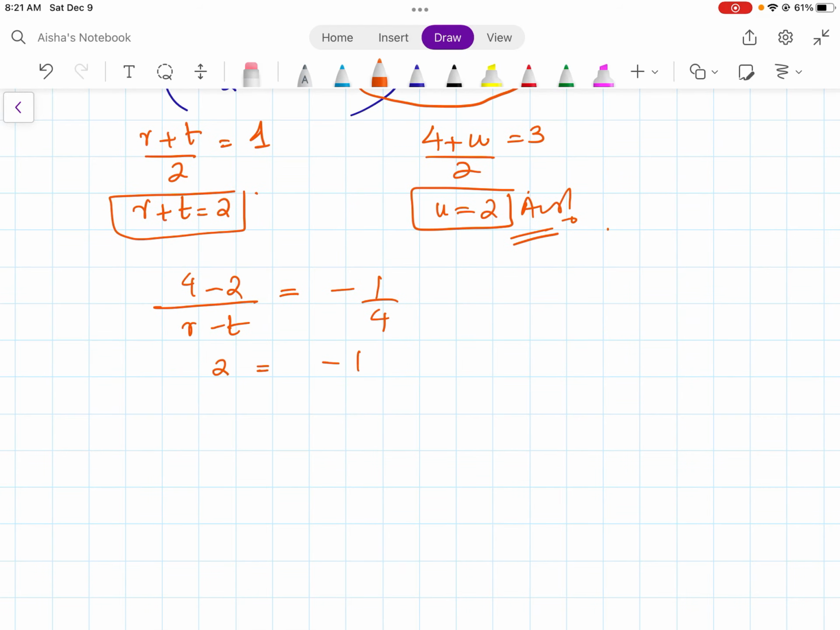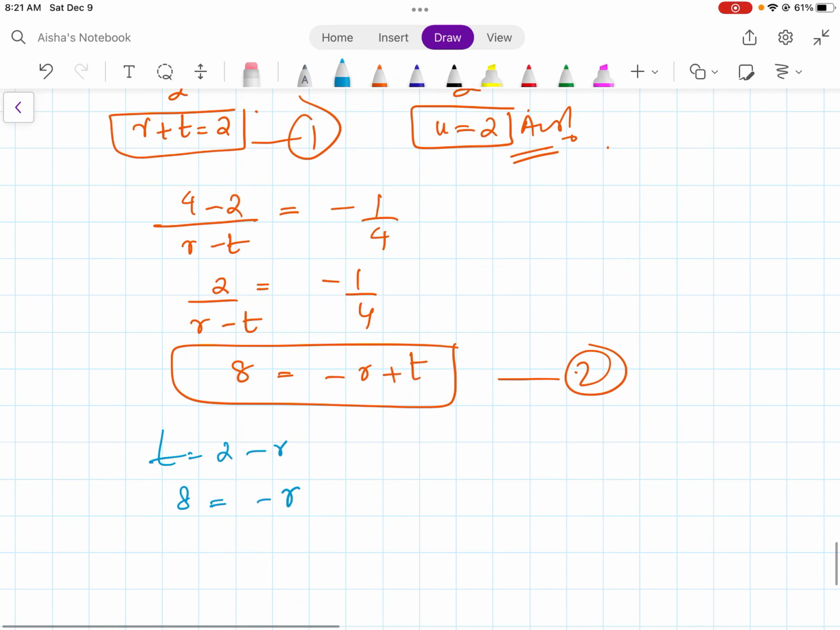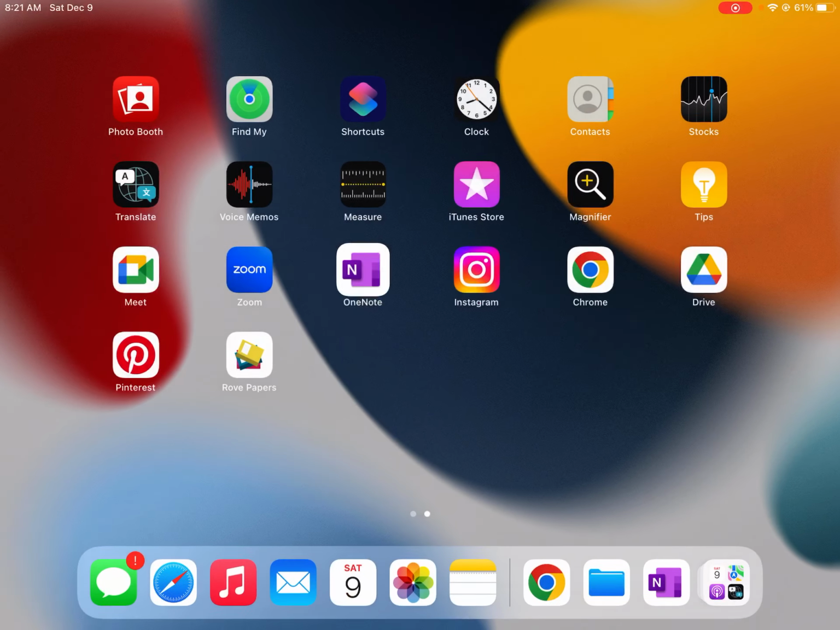So how do we go about this? 2 equals minus 1 upon 4 times r minus t. This is my second equation. This is my first equation. Solve these two simultaneously. t equals 2 minus r. So 8 equals minus r plus 2 minus r. So these three are my answers. Okay? Now, what's the next question?